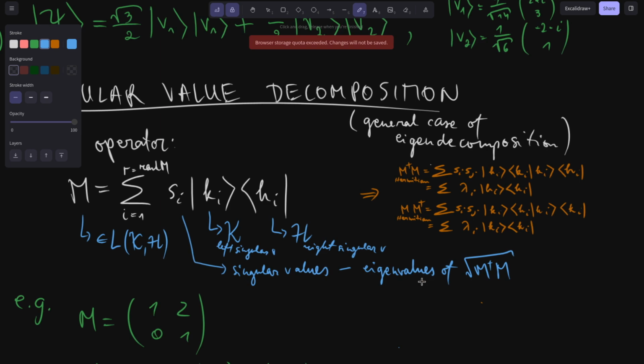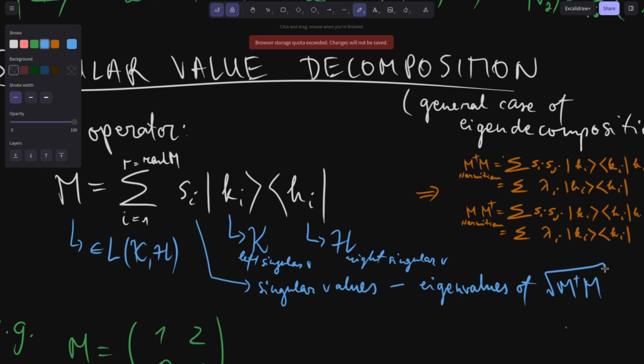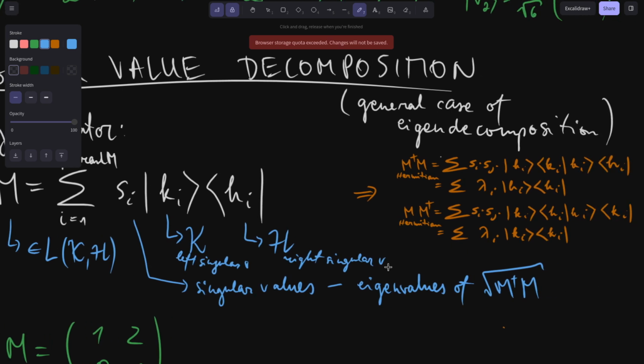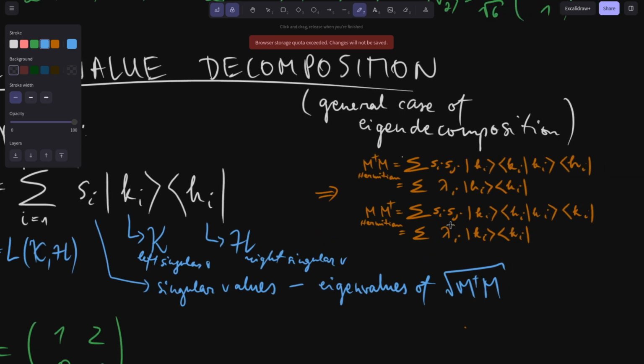So yeah, because of this, singular values are just eigenvalues of the square root of M dagger M. Or M M dagger, it doesn't matter. Eigenvalues are the same. And yes, this is how it works. We have an eigenvalue here, and this is multiplication of 2 singular values. That is why this is the squared singular value. Or the singular value is the square root of this eigenvalue.